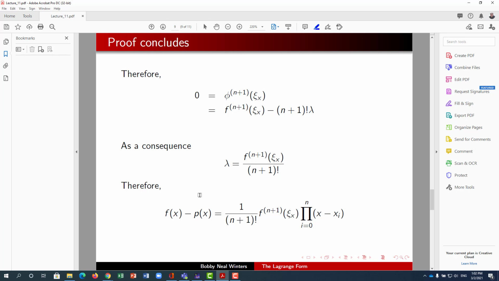Now, put in that magic value of c sub x that makes that equal to 0, and so 0 is then equal to this, and I can now solve for that lambda. The lambda is equal to f^(n+1) evaluated at c sub x divided by n plus 1 factorial, and we're done. It's over. Right? This is what we wanted to prove.